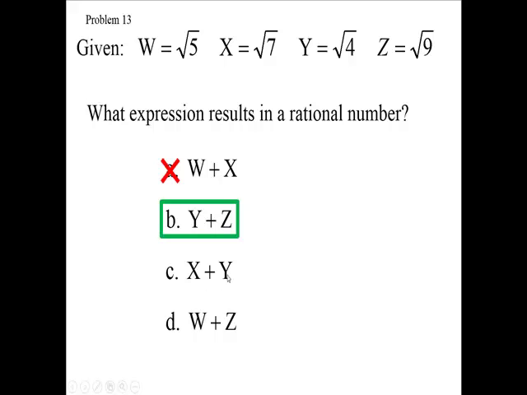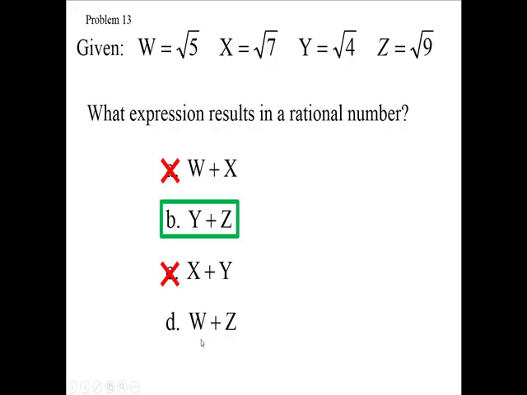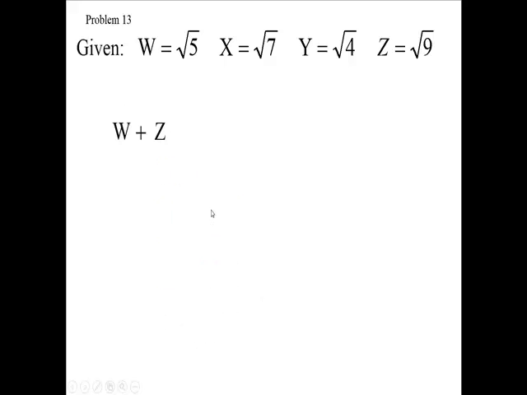Well, what's wrong with answer C, x plus y? X is the square root of 7. Y is square root of 4. That's square root of 7 plus 2. Square root of 7 is irrational. That makes this irrational. That's what's wrong with answer C. Answer D, w plus z. We got w, which is the square root of 5, right? Z is the square root of 9. So you have the square root of 5 plus, what's the square root of 9? 3. This is going to be irrational because of the square root of 5.